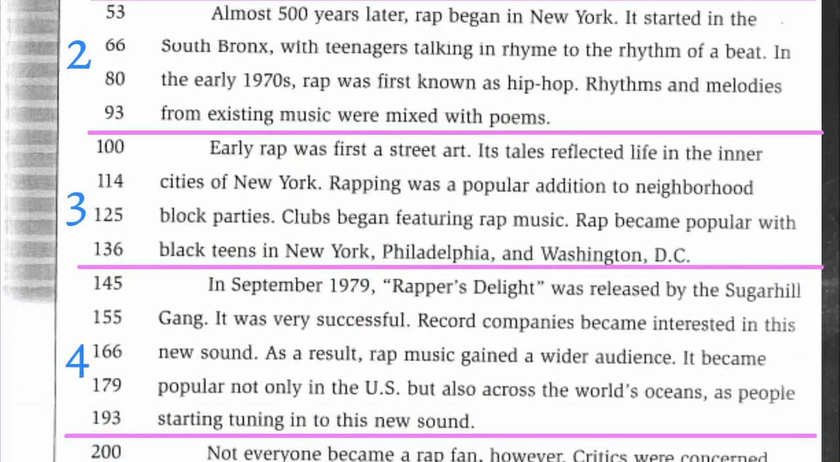Let's look at paragraph 4. In September 1979, Rapper's Delight was released by the Sugar Hill Gang. It was very successful. Record companies became interested in this new sound. As a result, rap music gained a wider audience. It became popular not only in the U.S., but also across the world's oceans as people started tuning into this new sound.